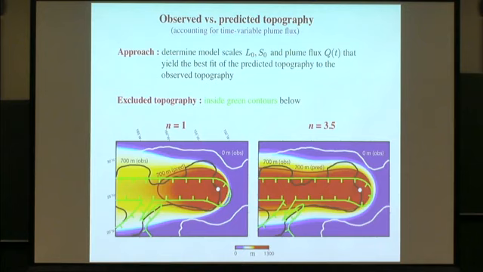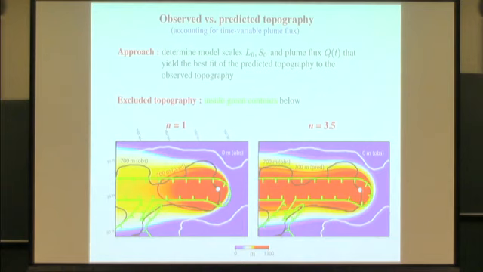So here is the observed versus predicted topography. Now I'm accounting for a time variable plume flux, because this part in here we know represents a diminution in the plume flux relative to the average value over time. If you look down here, I'll just point out a few things in order. First of all, the green contour represents all the topography that's being ignored, because that's dominated by the volcanic loading. So we're looking now at the parts outside of those green contours.